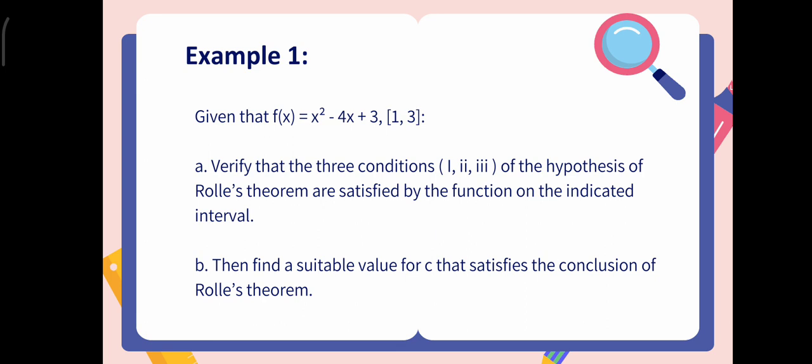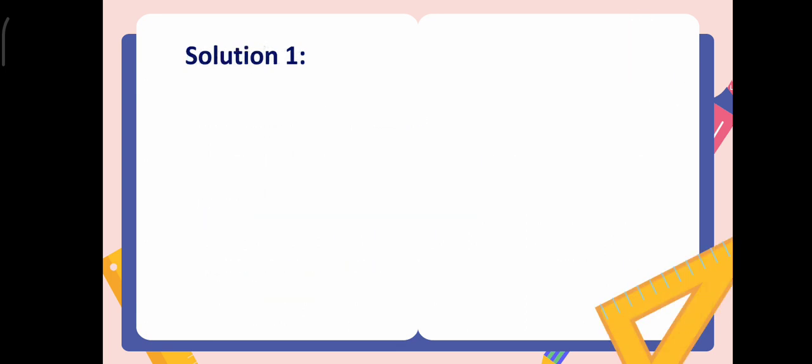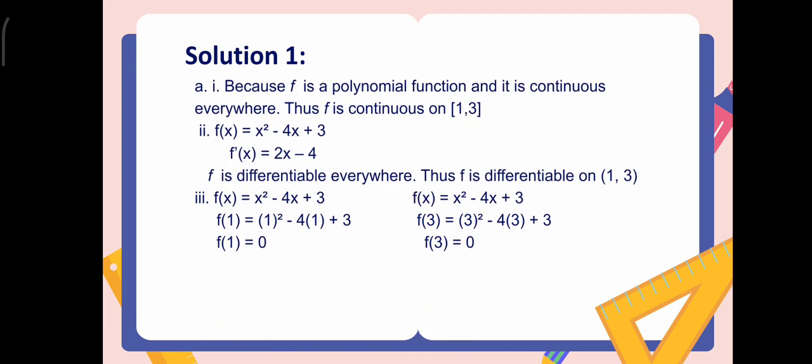Okay, so let's have the solution for example number 1, letter A. The first condition: because f is a polynomial function and it is continuous everywhere, f is continuous on the closed interval [1, 3]. So it's satisfied. Now let's have the second condition.